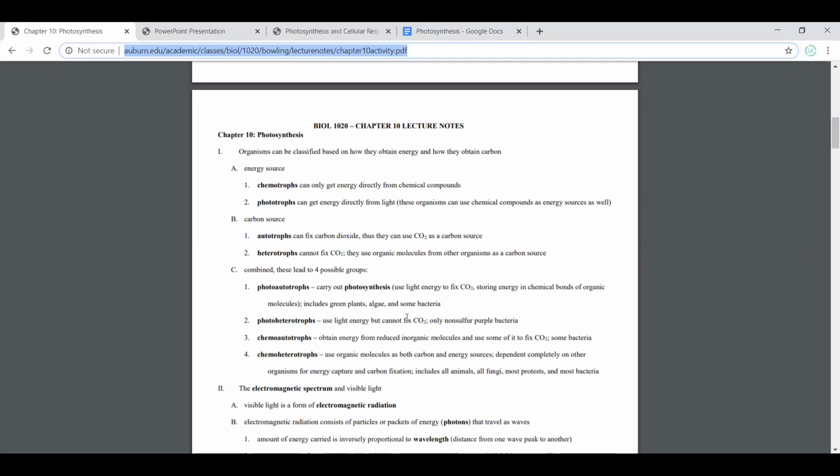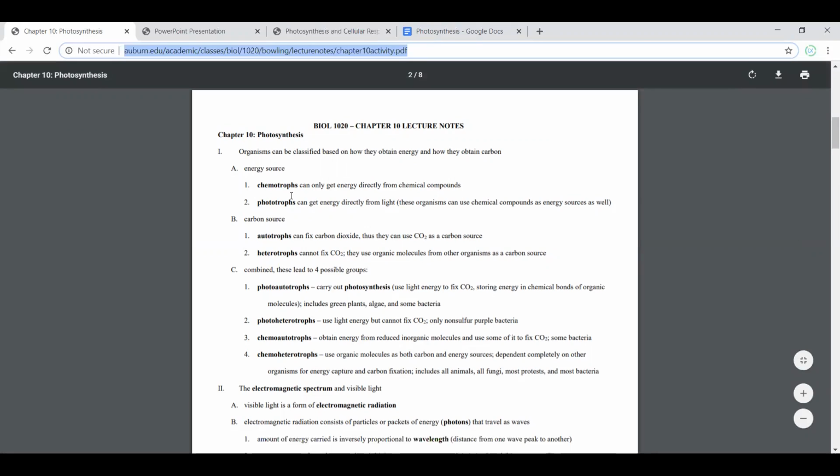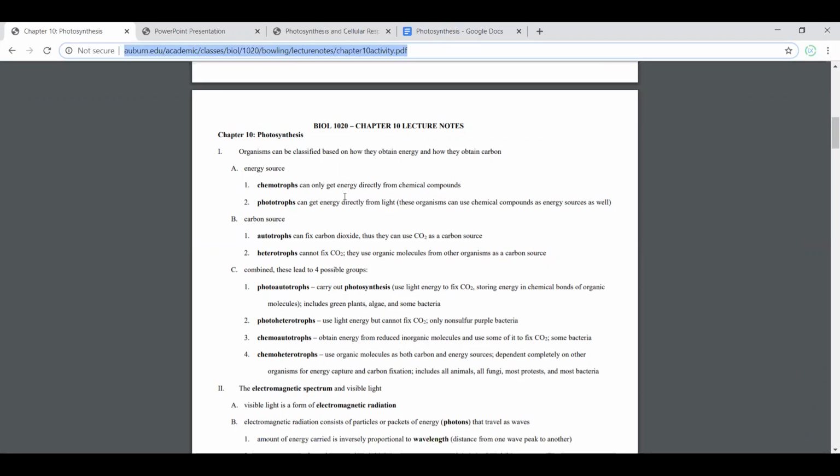So chemotrophs. Chemotrophs can get energy directly from chemical compounds. Most chemotrophs are things like bacteria that will live near hydrothermal vents. Hydrothermal vents are like volcanoes at the bottom of the ocean. They spew out a lot of gases like sulfuric compounds. So chemotrophs use that sulfur to create energy.